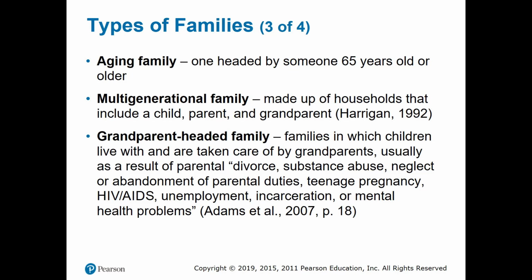Multi-generational families are made up of households that include a child, parent, and grandparent, and even beyond sometimes. A grandparent-headed family, as I mentioned, could also be considered an aging family or a nuclear family. But these are families in which children live with and are taken care of by grandparents, usually as a result of parental divorce, substance abuse, neglect, abandonment of parental duties, teen pregnancy, some type of health issue, unemployment, incarceration, mental health issues, and many other reasons as well. But these are just some that are listed in the text.